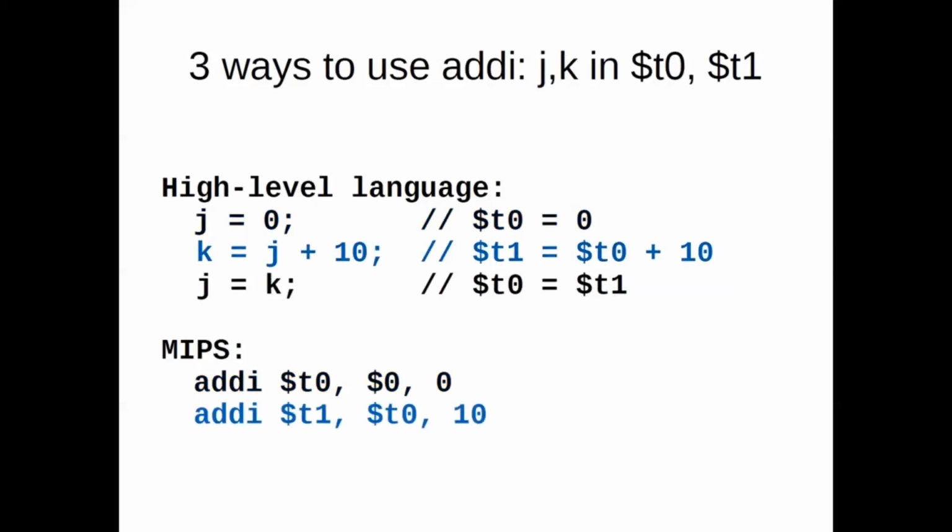Again, for just a normal addition of an immediate or constant number, we'll have an addi $t1, the destination, with $t0 and 10, so that t0 plus 10 will get stored in t1. Last, moving from one register to another is accomplished using the addi instruction to add 0 to the register that we want to copy. So here we're copying from t1 into t0, and we have addi $t0, that's the destination register, $t1, that's the source register, and the constant number 0. This will result in the value of t1 being copied into t0.